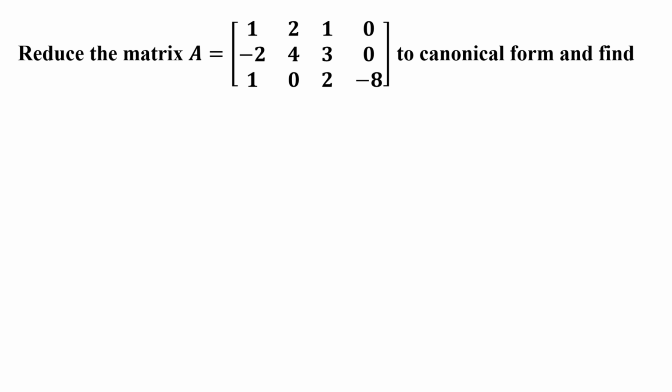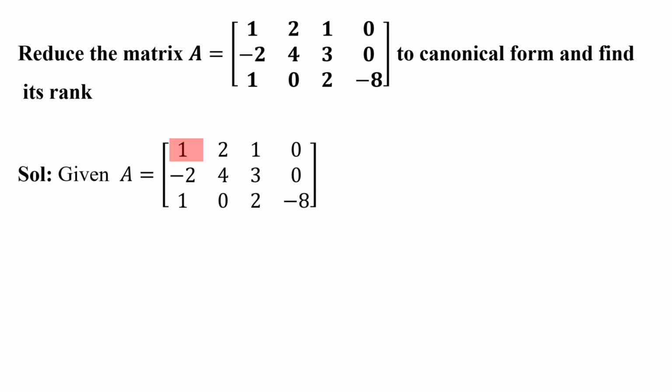Let's look at another example. This is the given matrix A. We'll first try to make the first element as 1, which is already 1 in this matrix. Our next step will be making these elements as zeros using R1. So the operation will be changing R2 as R2 plus 2R1, R3 as R3 minus R1.